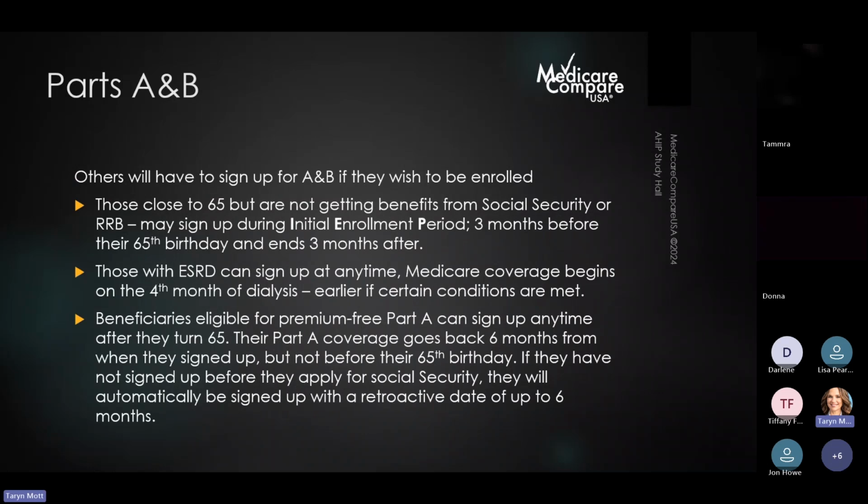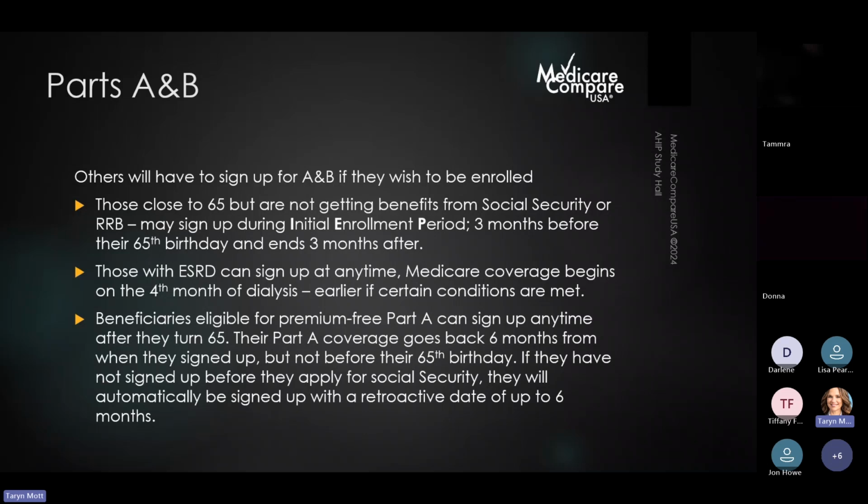Parts A and B again. Others will have to sign up for A and B if they wish to be enrolled. Those close to 65 but not getting benefits from Social Security or the Railroad Retirement Board may sign up during the initial enrollment period, which begins 3 months before their 65th birthday and ends 3 months after. Those with ESRD can sign up at any time. That is on the test.